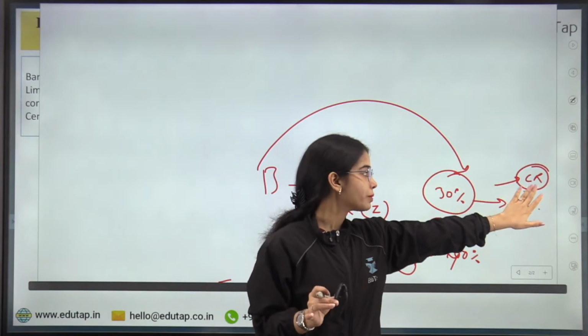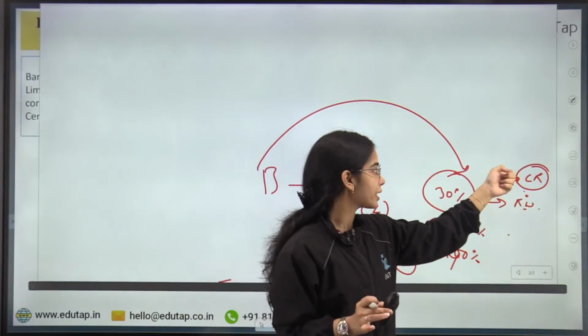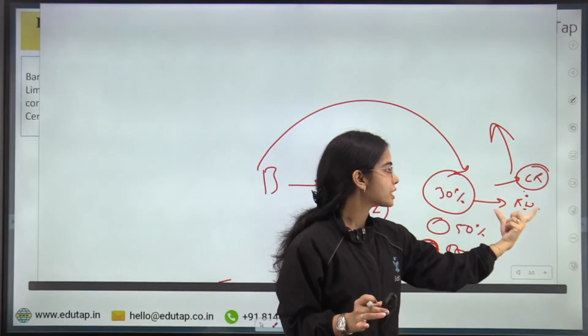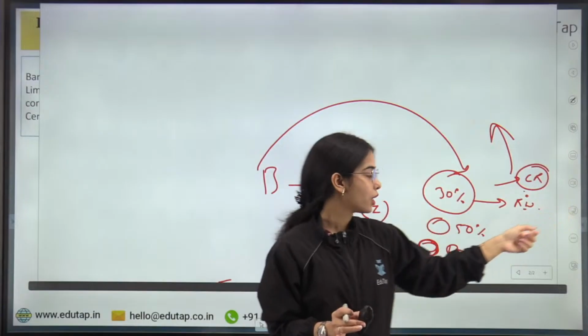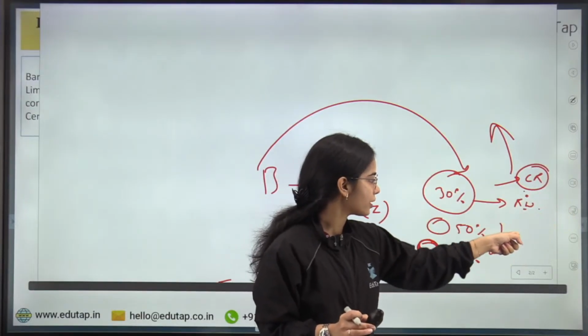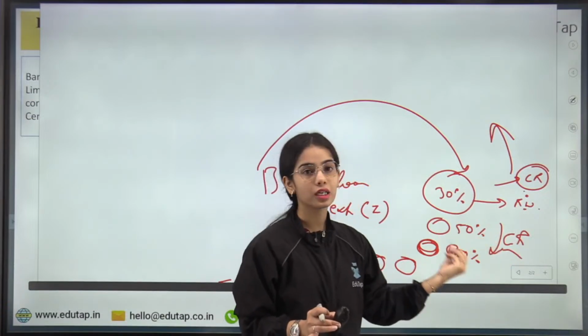Now, on the basis of the credit rating, the risk weight is decided. If the credit rating is high for an entity, the risk weight will be low, because this is a good company that has a good credit rating, while a company that has a lower credit rating will have a higher risk weight.